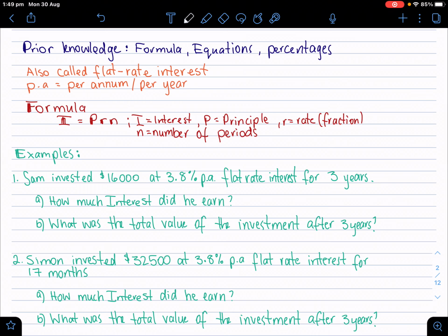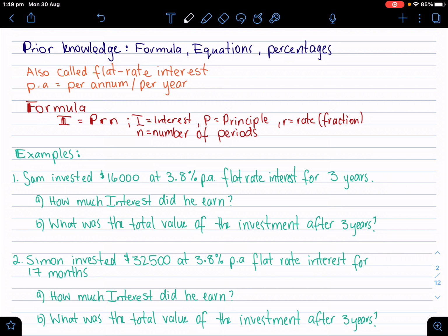Some theory behind simple interest. Simple interest is also called flat rate interest in some textbooks or some other avenues. And the acronym PA refers to per annum, which is per year.